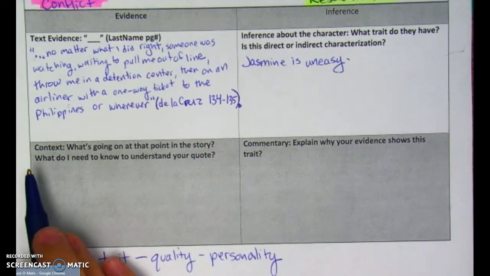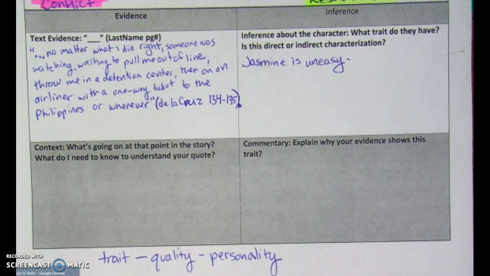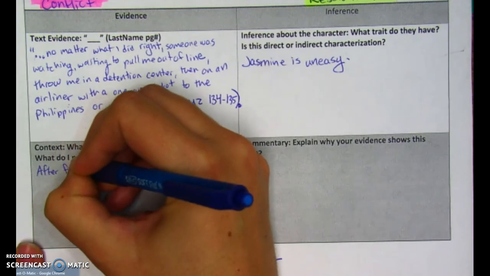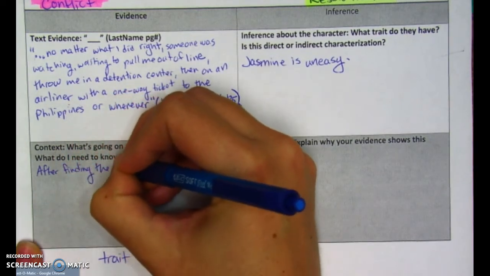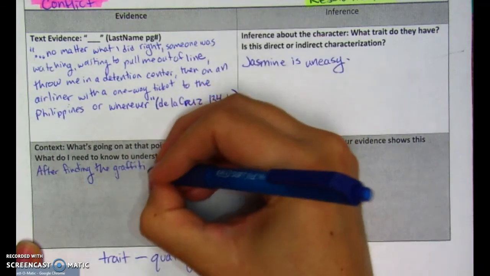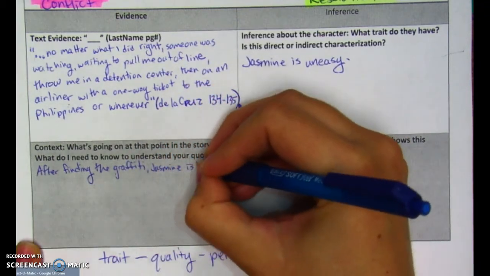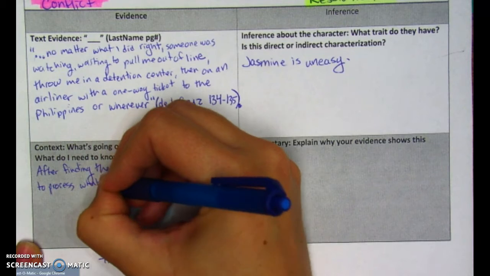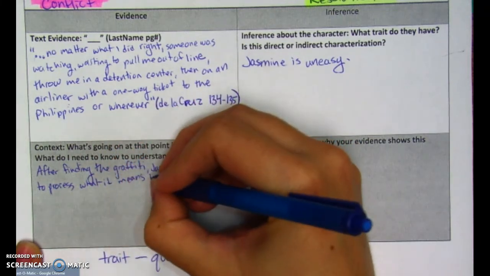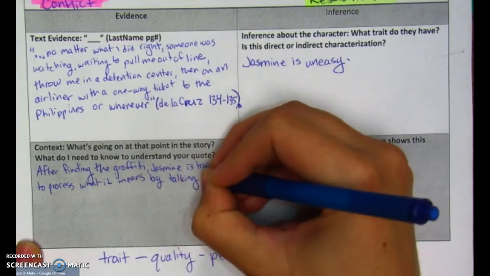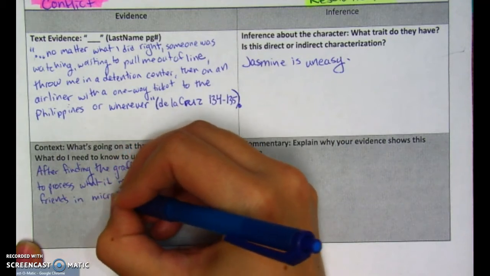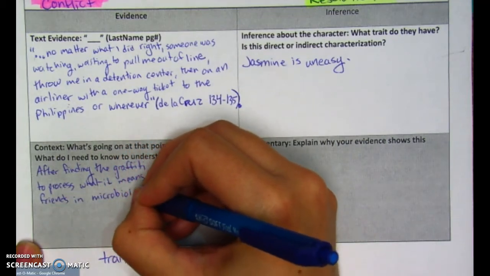Now I can't just give you my evidence, I need to tell you the context. In other words, I need to give you the background information so you understand why this evidence is important. What's going on at that point in the story? What do I, the reader, need to know to understand your quote and your writing? So here the context is, after finding the graffiti, Jasmine is trying to process what it means by talking to friends in microbiology. Okay, so this is literally just what's happening at the plot at this point.